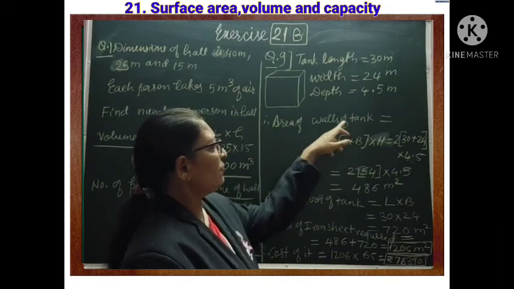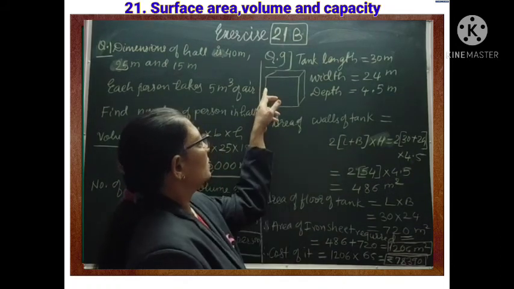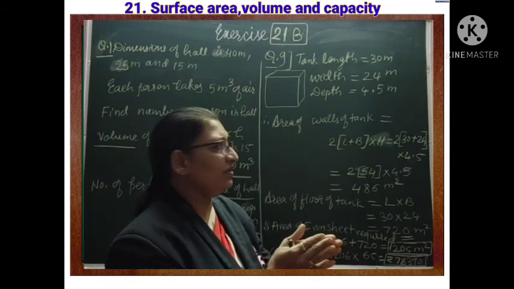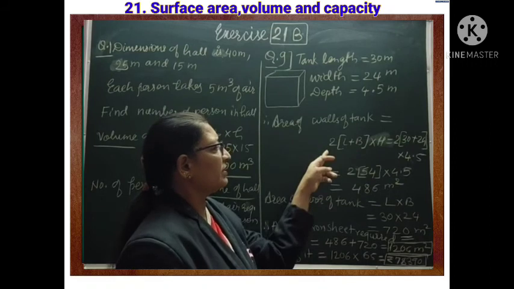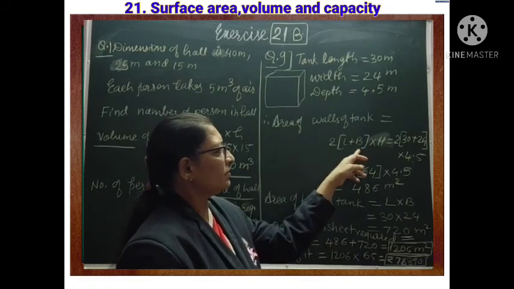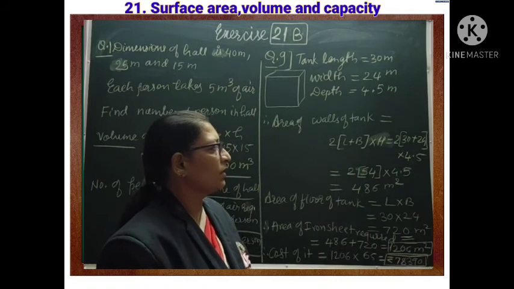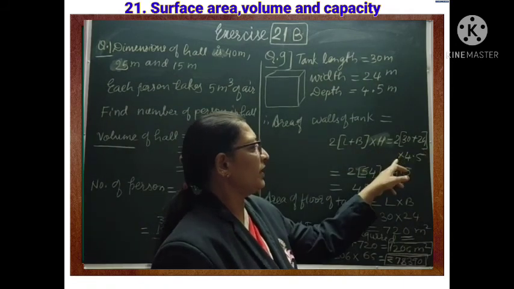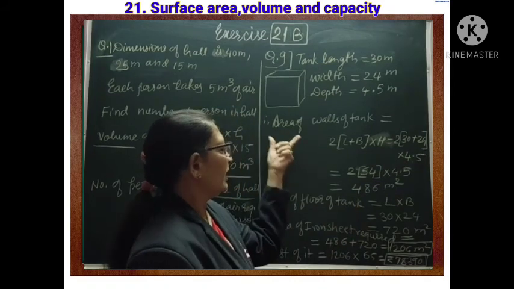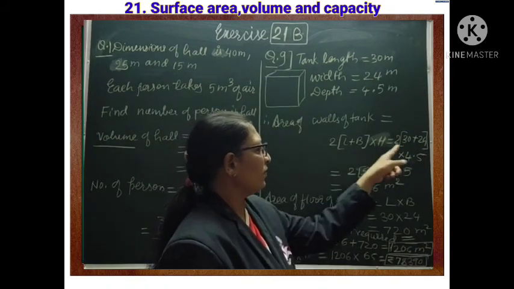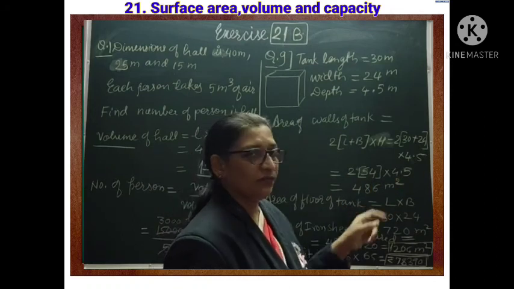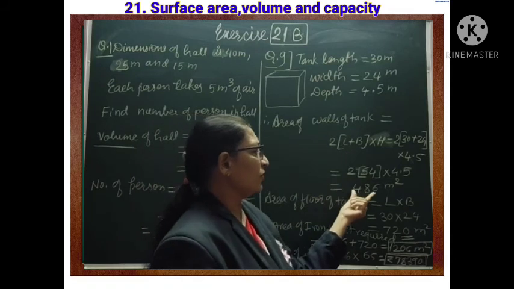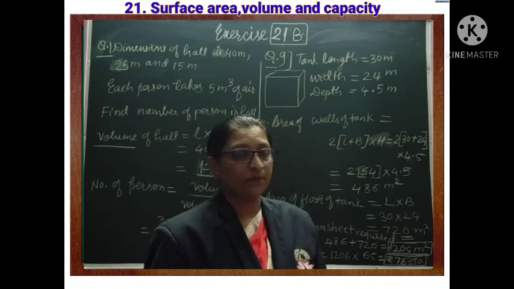So the area of walls of the tank can be calculated as there are 4 walls, means 4 sides of the tank. So we will find out the area of walls of tank, that is 2 into (length plus breadth) into height, equal to 2 into (30 plus 24) into 4.5. By calculating this, we get 2 into 54 multiplied by 4.5. So, therefore, the area of walls of the tank is equal to 486 meters square.